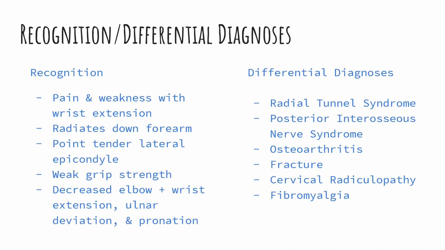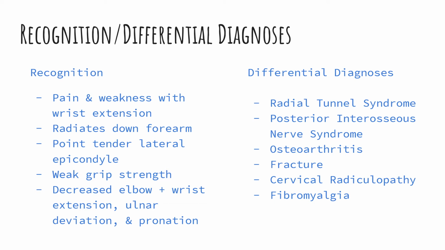Lateral epicondylitis is recognized through pain and weakness with wrist extension, a point tender lateral epicondyle, reduced grip strength, and decreased ranges of motion. The differential diagnoses of tennis elbow include radial tunnel syndrome, which is a syndrome resulting from the compression of the posterior interosseous nerve at the proximal forearm. This is also called posterior interosseous nerve syndrome.